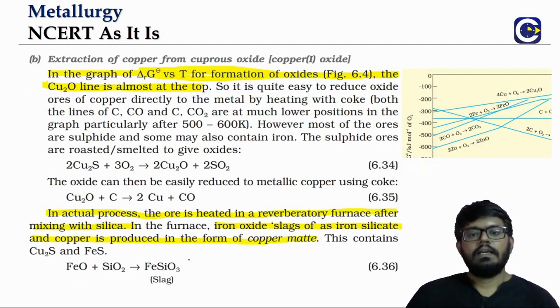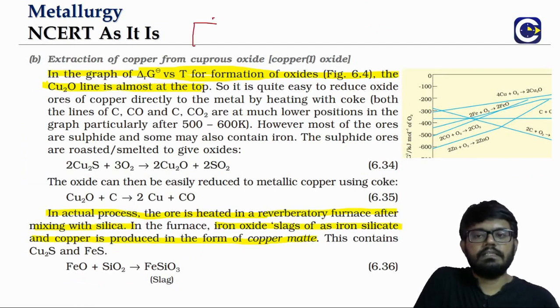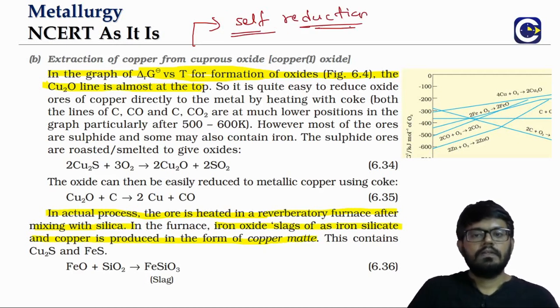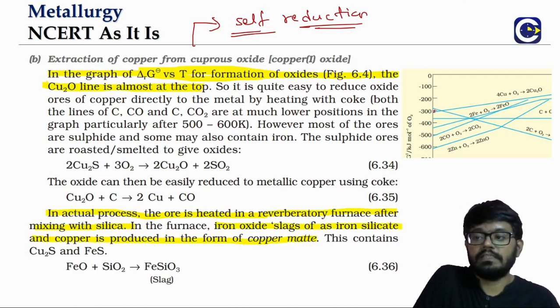Now the other part is the extraction of copper. So remember, what is it that we said? We said this is an example of self reduction. So what happens in the extraction of copper? Before we go and discuss it, let us look thermodynamically at where the copper curve is in the Ellingham diagram. Where is it? You can see it's sitting at the top.